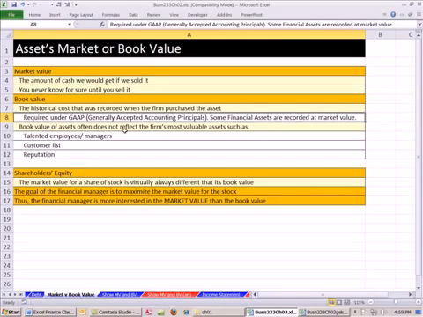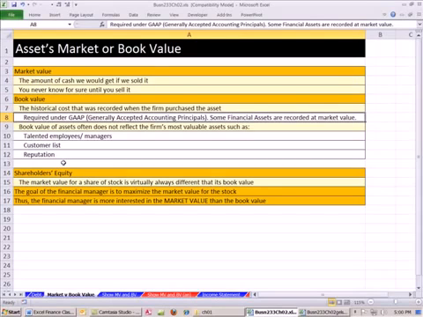Book value of assets often doesn't reflect the firm's most valuable assets, such as talented employees and managers. More and more, employees are really what can make a particular entity worth whatever it's worth. But there's no asset called employees. Customer lists, reputation. Not only that, but the actual things that they buy can change radically. These are all intangible assets, but tangible assets also can change a lot.